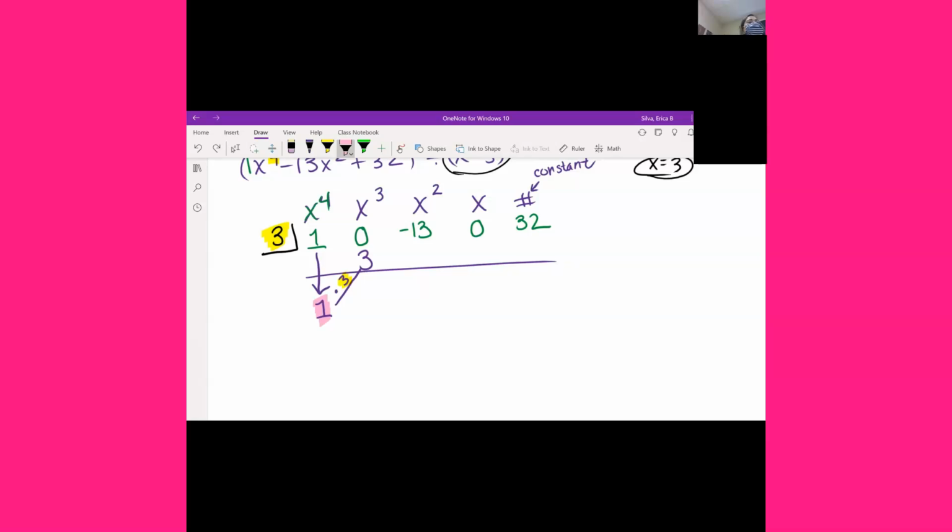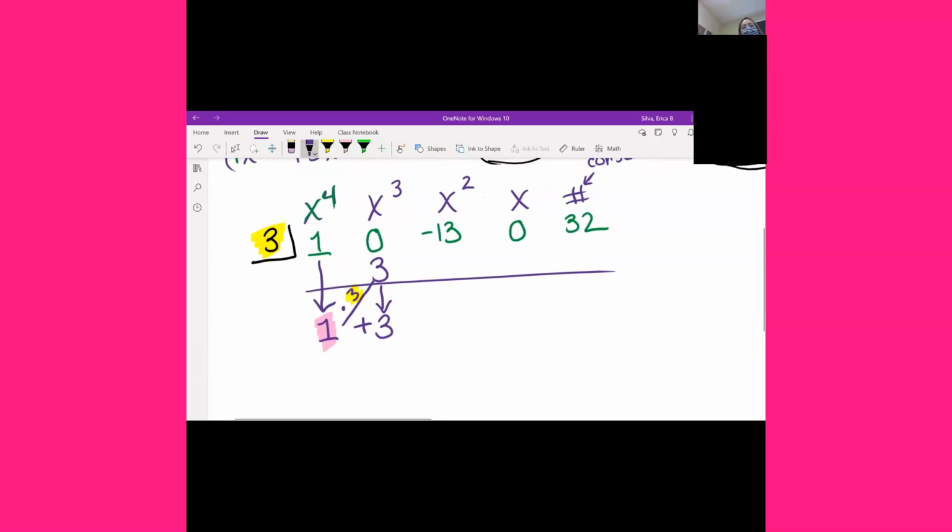Questions so far? Now we're going to add. 0 plus 3 is 3, and we're going to put +3. And then we repeat the steps. 3, we're going to multiply it again, times 3. And 3 times 3 is 9. Add -13 plus 9, and we get -4.